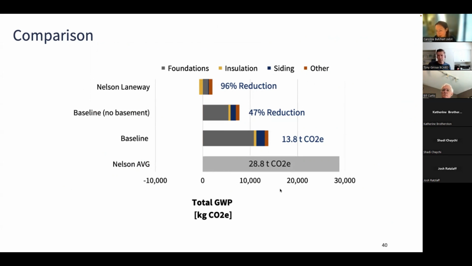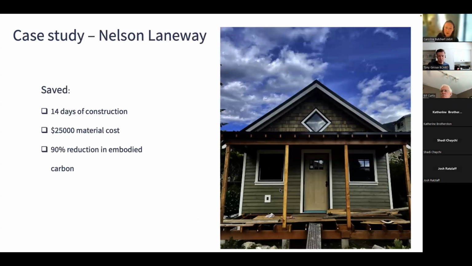A lot of the savings that they got here were because of the size of the home. They really minimized the square footage intentionally as a method of reducing embodied carbon and reducing the operational demand as well. Good. We've got the cost numbers that I couldn't remember here. So they saved 14 days of construction, predominantly in the basement. They estimated to have saved about $25,000 in materials cost and about a 90% reduction in embodied carbon.